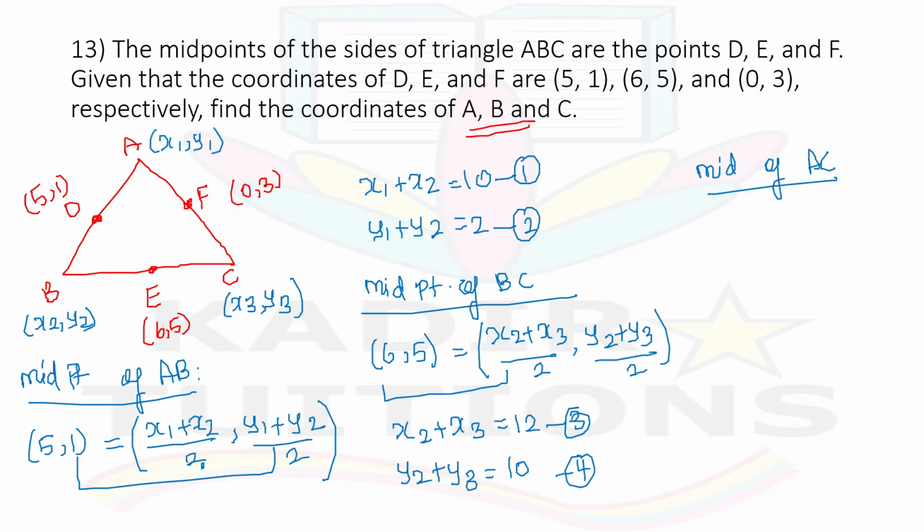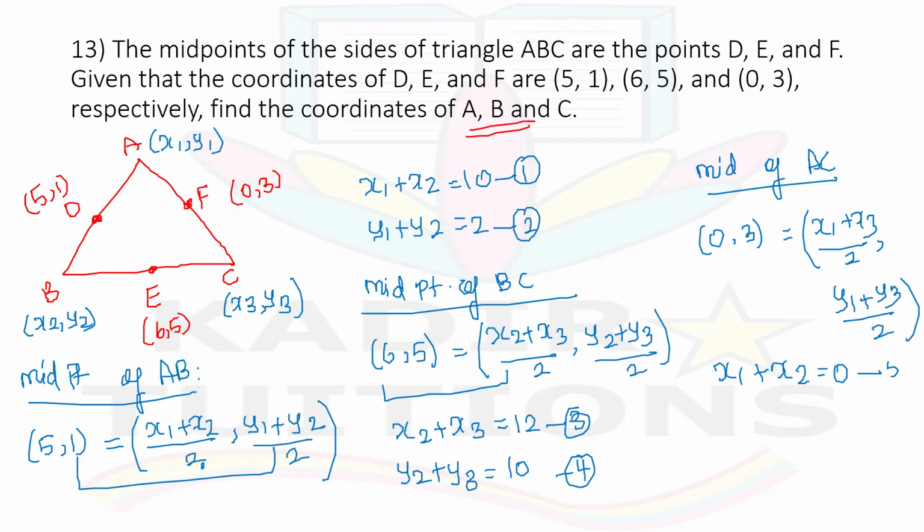So the midpoint of AC is F. The coordinates are (0, 3), and this is going to be ((x1 plus x3) by 2, (y1 plus y3) by 2). So when you compare the x and y coordinates, we get the equation x1 plus x3 equal to 0 into 2, which is 0. So that is equation 5, and y1 plus y3 equal to 6. This is equation 6. So as of now, we have totally 6 equations.